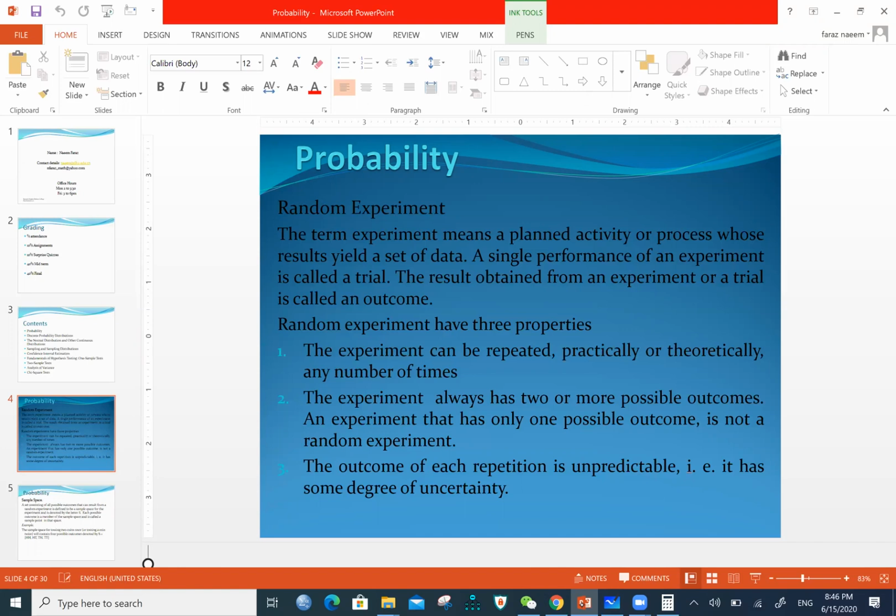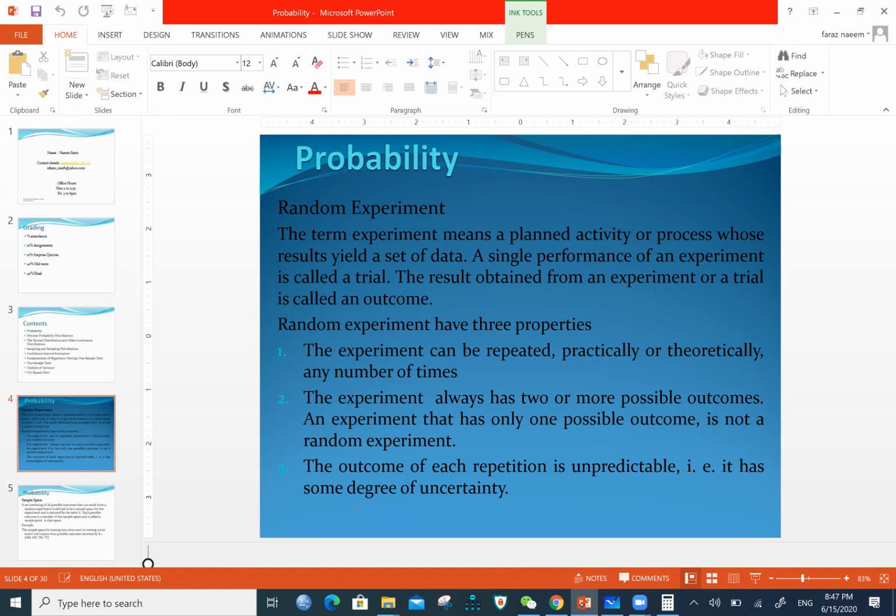So random experiments have 3 properties. These were all random experiments. The experiment can be repeated practically or theoretically any number of times. Like we can select any number of students any number of times. The second, the experiment always has 2 or more possible outcomes. An experiment that has only one possible outcome is not a random experiment. Like in this particular example, if you select one student, it could be either girl, it could be either boy. If you say that I am selecting 2 boys, then of course you will have more than 2 options.